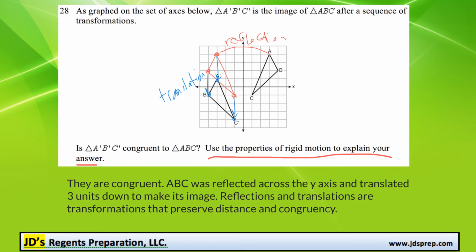All right, so you can see my explanation there. We can conclude that they are congruent. ABC was reflected across the y-axis and translated 3 units down to make its image. Reflections and translations are transformations that preserve distance and congruency. So that's a pretty good explanation, and that is all for this question.